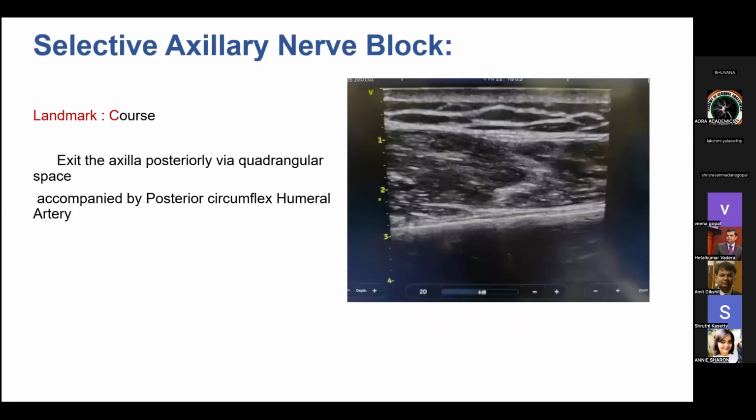This is the selective axillary nerve block. We are mostly blocking in the quadrangular space. What is the drawback of a selective axillary nerve block in a posterior approach? Most of the motor branches of the axillary nerve, the nerves to subscapularis, teres minor, and major, branch out before they enter the quadrangular space. So the posterior approach can provide incomplete analgesia along with the suprascapular nerve.